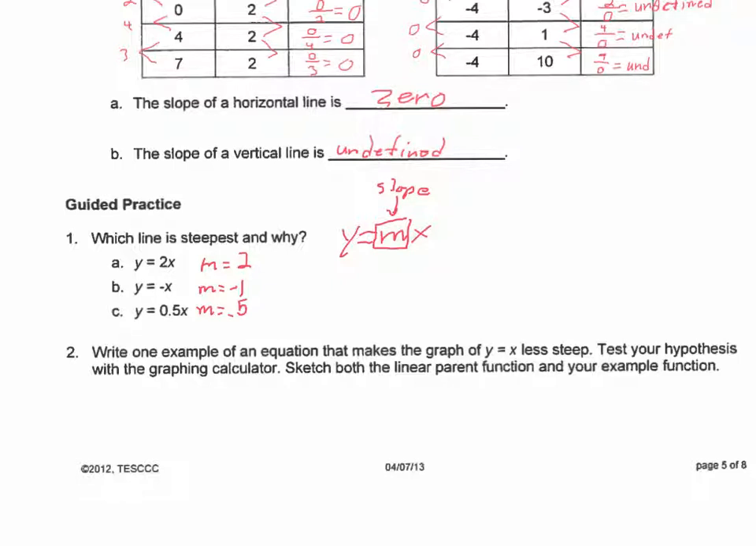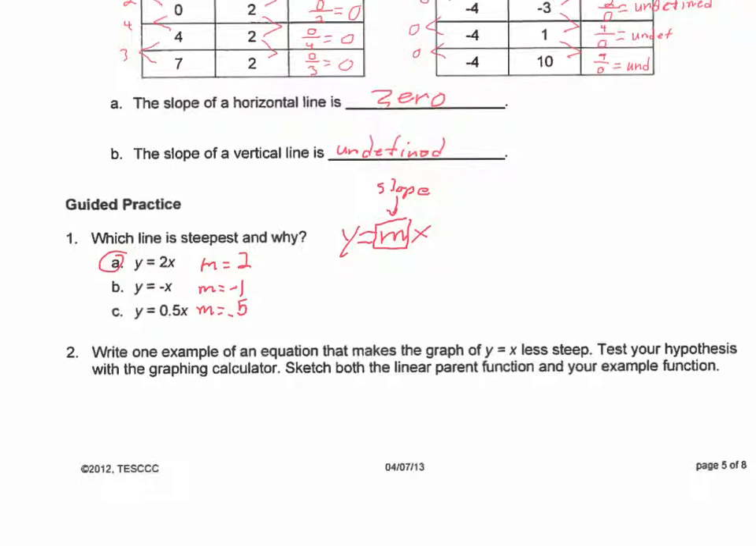So which of these numbers is the biggest? Which one would give the fastest rate of change? If you were spending money, would you rather spend 50 cents at a time, $2 at a time, or $1 at a time, basically? Well, you would lose money faster if you were spending $2 at a time, right? So that's the steeper line. So it says which line is steepest? Well, A would be the steepest line in this situation.